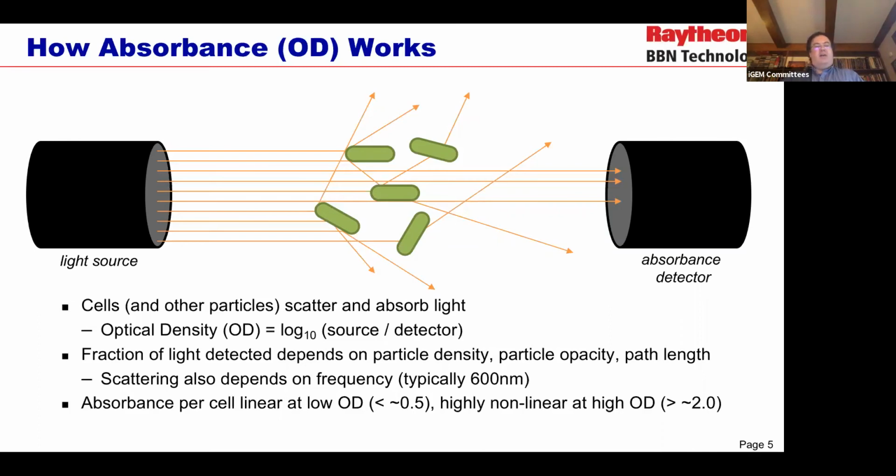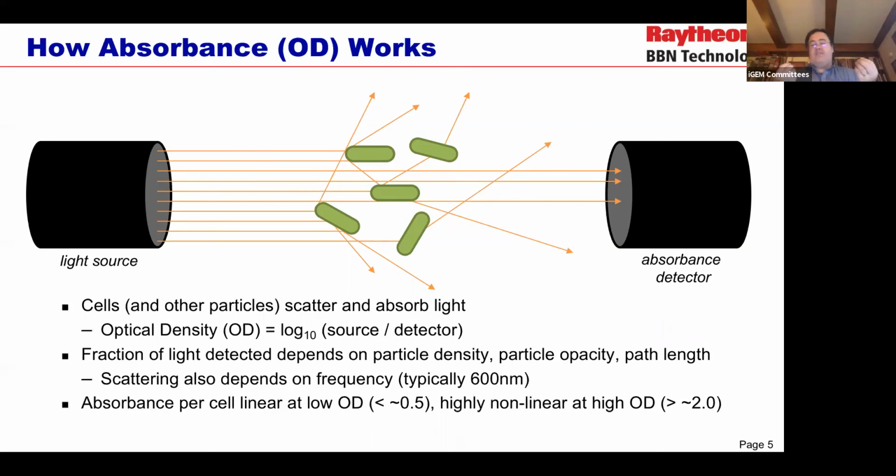OD is the log 10 of the amount at the source divided by the amount at the detector. And at a low level, this number is actually linear in the amount of particles in between, because of the way that scattering impacts.